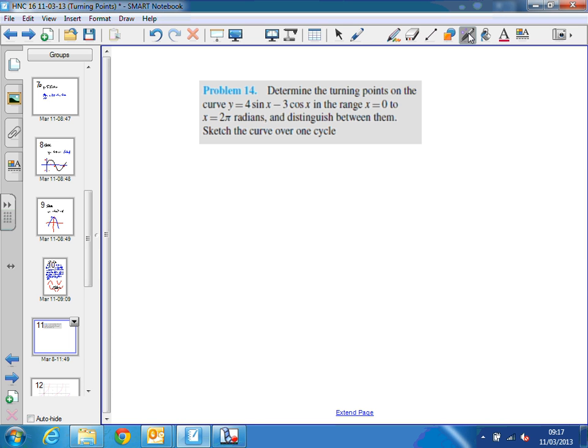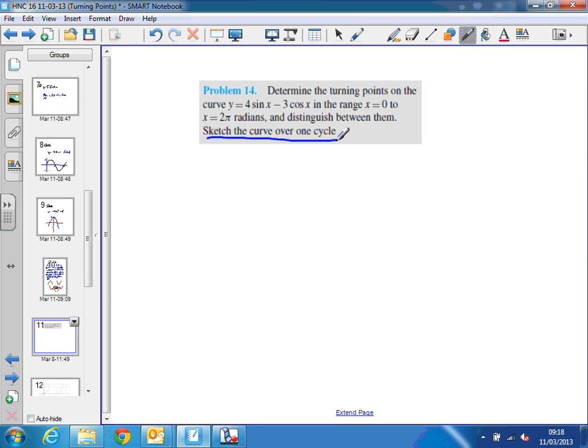Let's have a look at the question. Determine the turning points on the curve y equals 4 sine x minus 3 cos x in the range x equals 0 to 2 pi radians, and distinguish between them. In other words, are they maxima, are they minima, or are they points of inflection? Sketch the curve over one cycle. We'll not necessarily do this last bit. That's not quite so important.